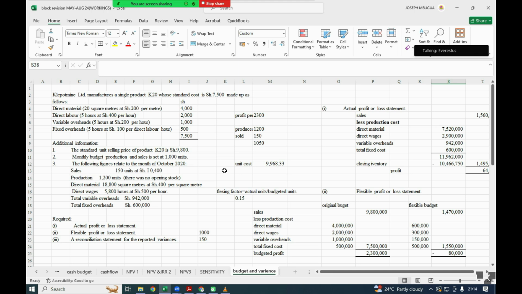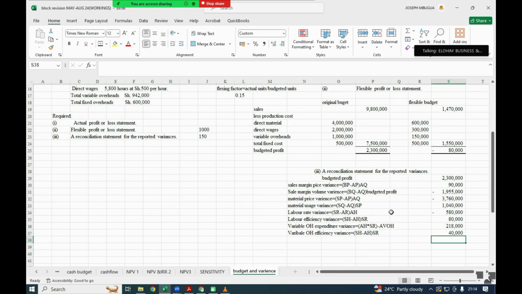Now, when we go to the budgeted, the labor is 2,000. If you multiply it by the actual units we produced, 1,200, it will give us 2.4. It means that we had budgeted to use 2.4, but the actual usage was 2.9. So we need to subtract it. It is adverse to us, so it will be negative 500. You also do the same for direct labor.